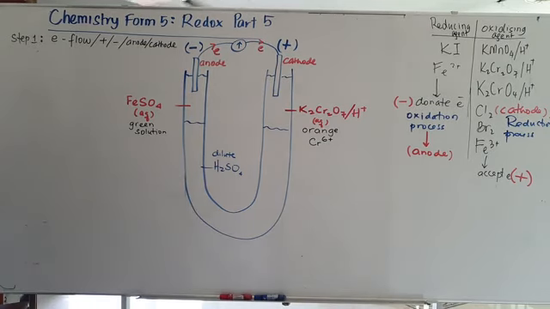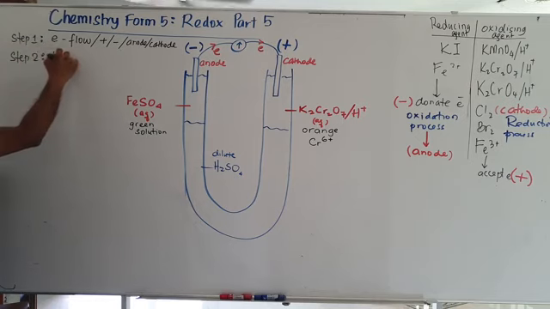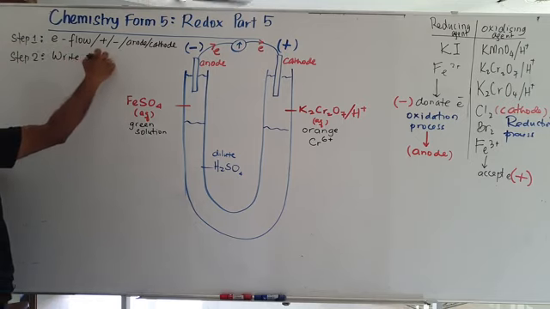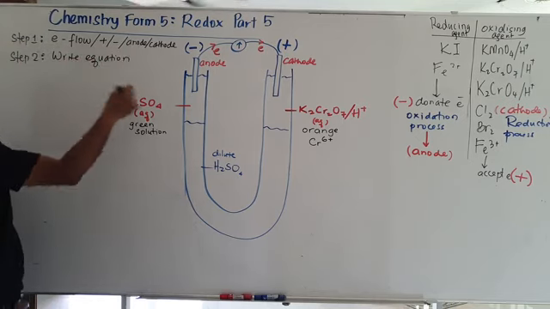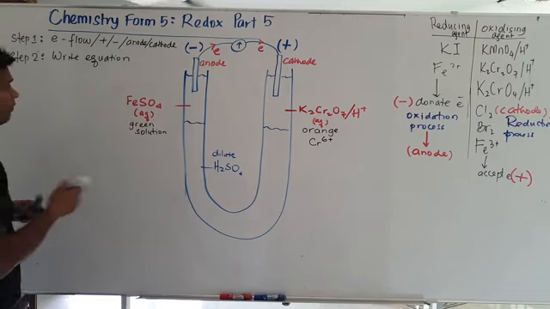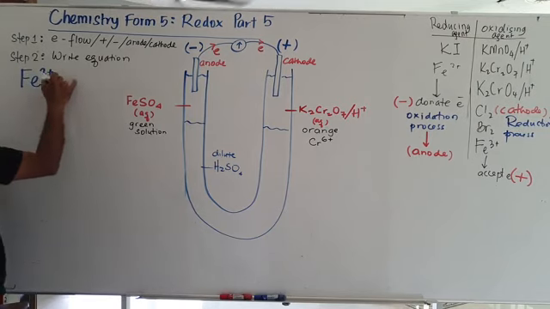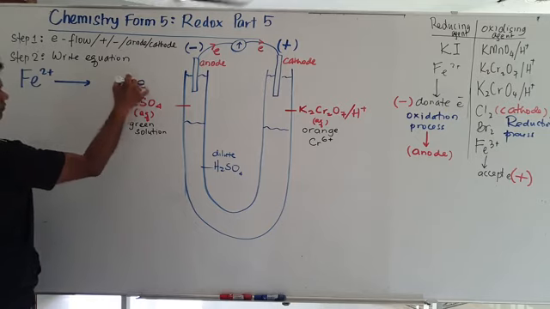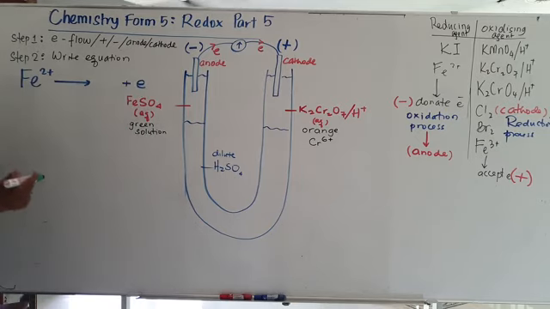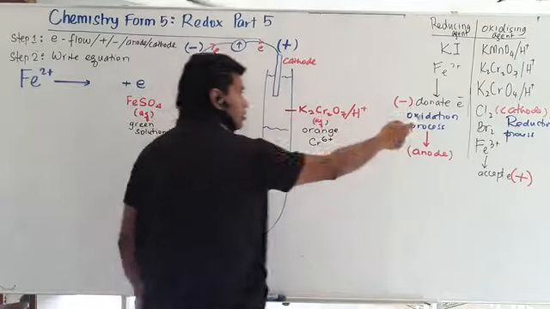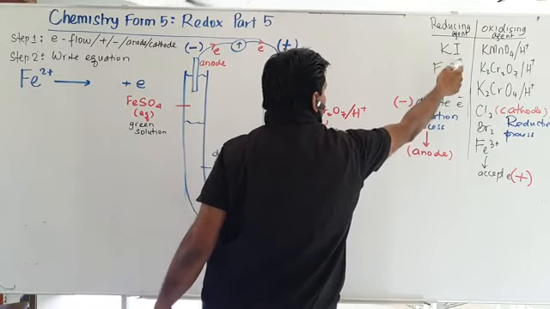Next, what's going to happen? Since this is donating electrons, step 2, let's write the equation at the anode. So Fe2 plus donates an electron. Donate means the electron must be on the right-hand side. This is the oxidation process. Oxidation means the charge must increase.